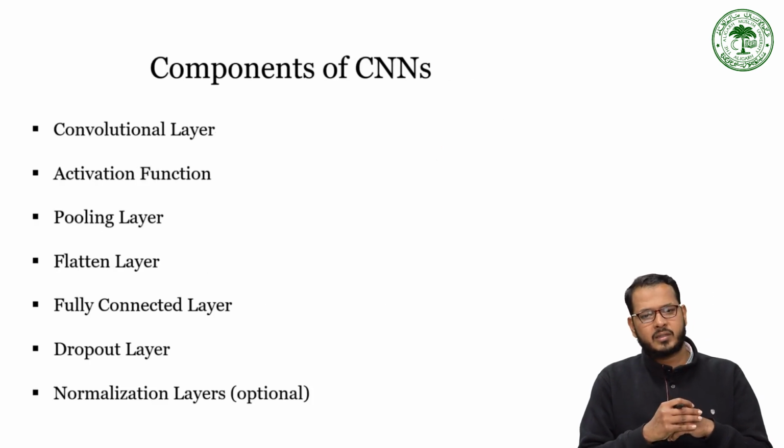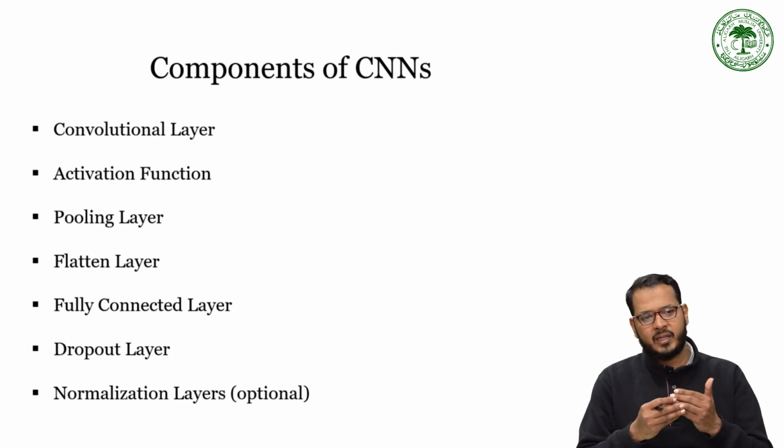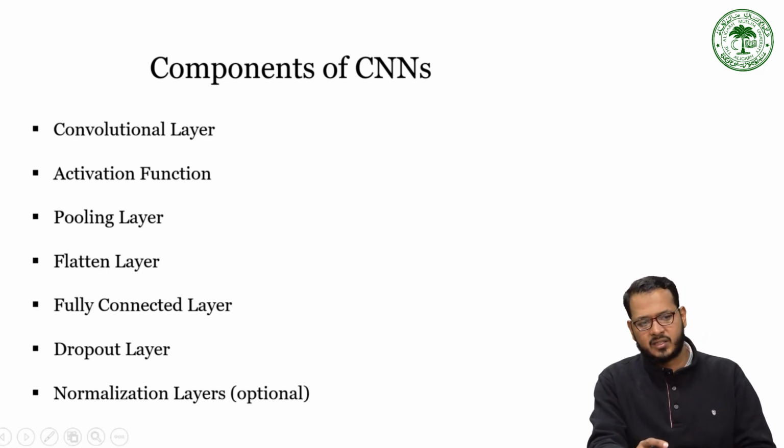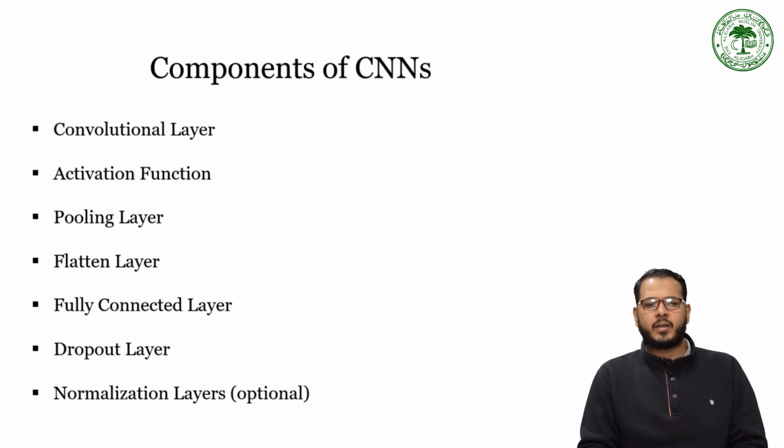Now, in order to understand how we can use deep learning to implement image classification, it is important to know what the different layers or components are in a CNN model. Usually, you will find these terms and components coming up very commonly in any CNN architecture. So let's start with the first one, the convolutional layer.